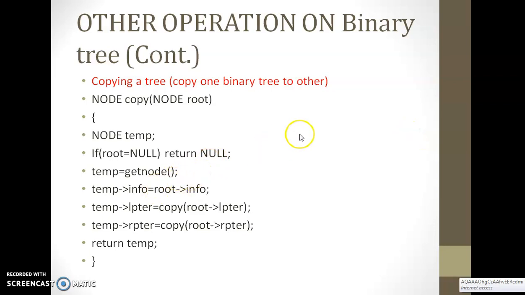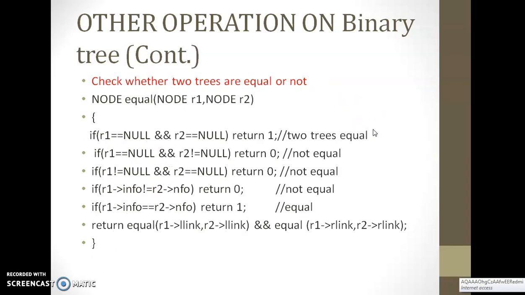Similarly, the first tree's left child will be copied to the new tree's left child. Similarly, the right child to the right child of the new tree. Then return temp. This is how recursively all the nodes of an existing tree will be copied to the new tree. Then check whether two trees are equal or not.